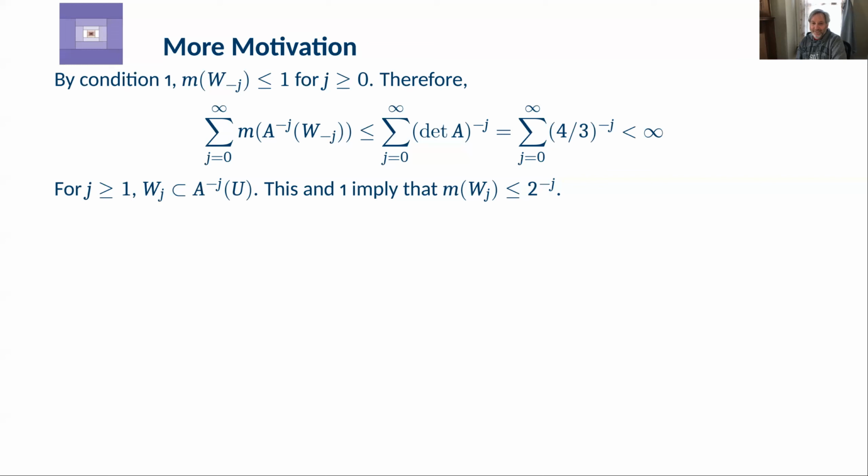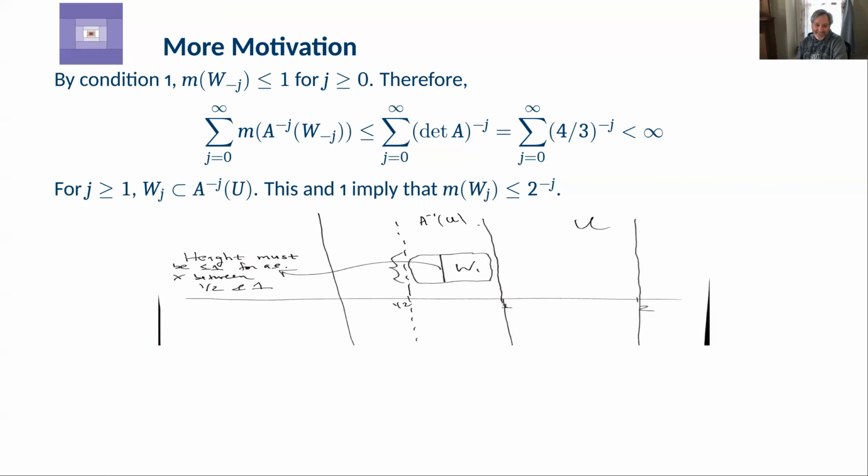So I have a picture, which kind of got messed up. But here's A to the negative 1 U, and I'm imagining I have some W_1 contained in there. For each fiber here in x, what is the maximum height that W_1 could have? Well, if it tiles by translations, then the height can only be 1.